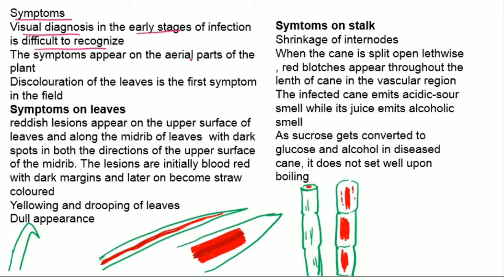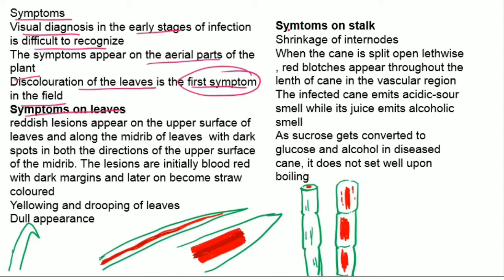The symptoms appear on the aerial parts of the plant. Initially, as well as later on also, the symptoms mostly appear on the aerial parts only. Discoloration of the leaves is the first symptom that is seen in the field. So the first symptom by which one can detect that the plant is infected by Glomerella tucumanensis is by looking at the leaves. That is the first external symptom. Now, what are the symptoms that are observed in leaves?